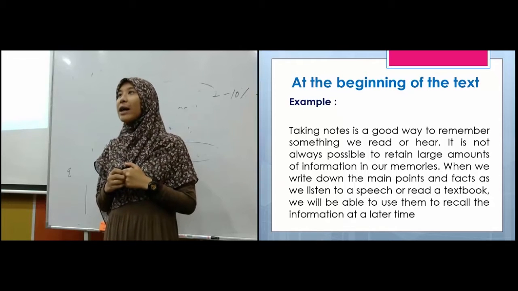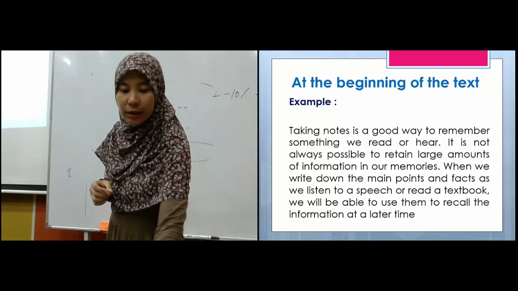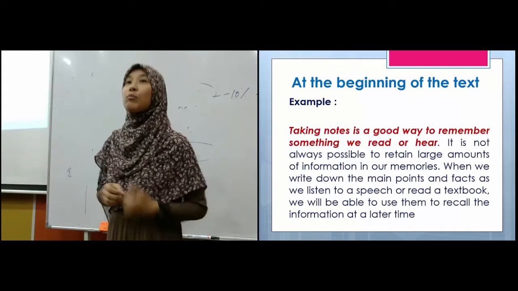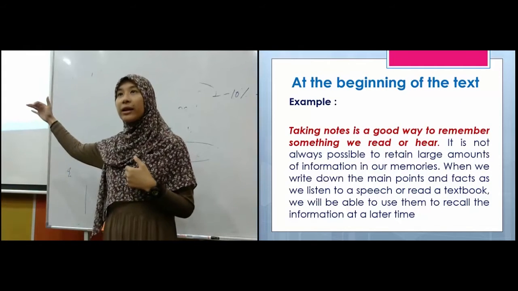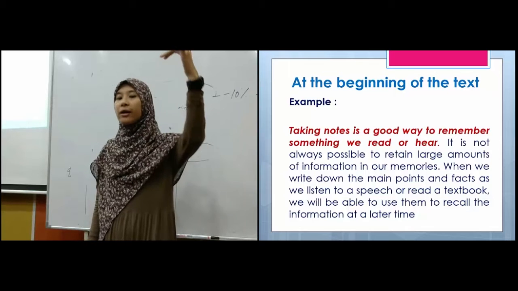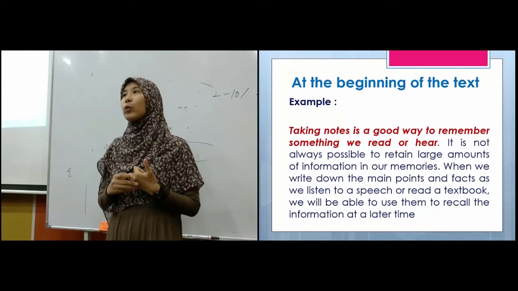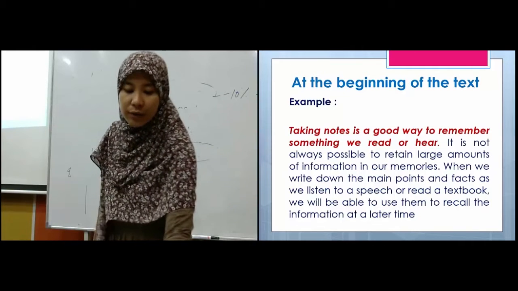Here the writer is trying to say that taking notes is a good way to remember something we read or hear. So that is the main idea. And the rest would be the supporting details that explain in detail why taking notes is a good way to remember something that we read or hear. So this is an example of the main idea in the beginning of the text, okay?